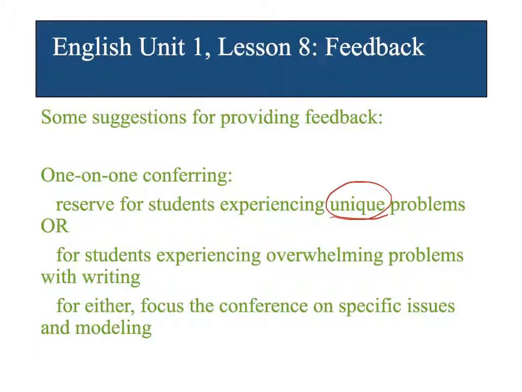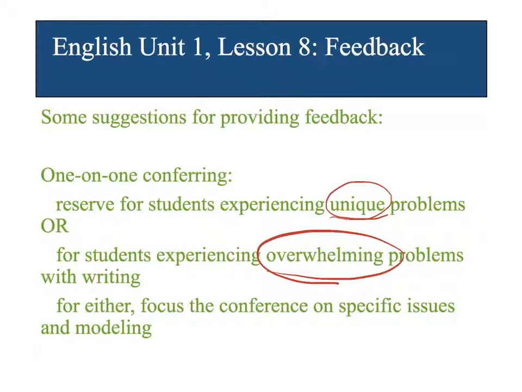So this is the student who's having some kind of writing problem that really isn't present in the rest of the class's work. So instead of providing a mini lesson for the whole class, you would meet one-on-one with that student to deal with the particular unique problem he or she is having. Now, for the student who's having overwhelming problems, this is a good opportunity for a one-on-one conference as well.